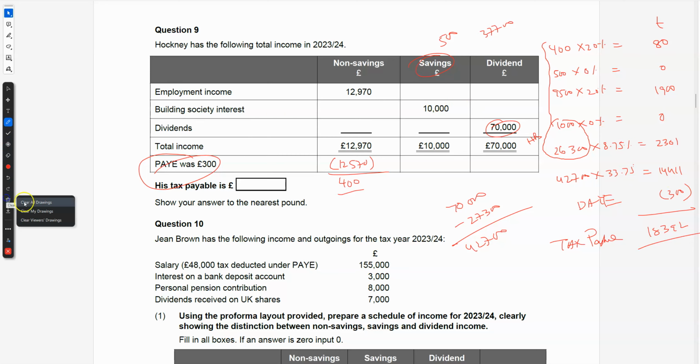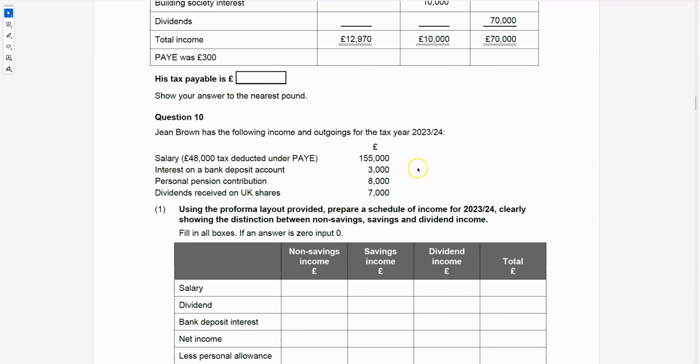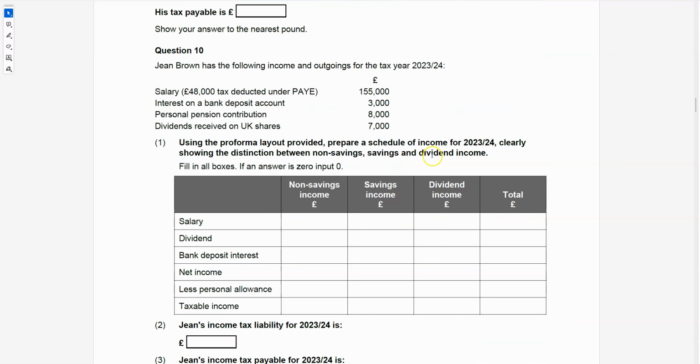All right, let's move to the next one. The next one we have is question number 10. Question number 10 is asking for the income tax liability and tax payable. Okay, so let's do that.